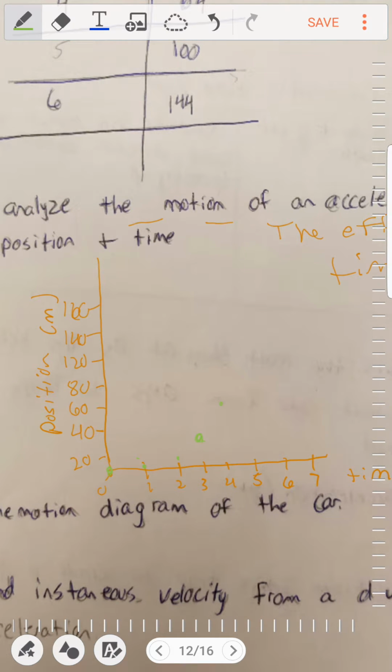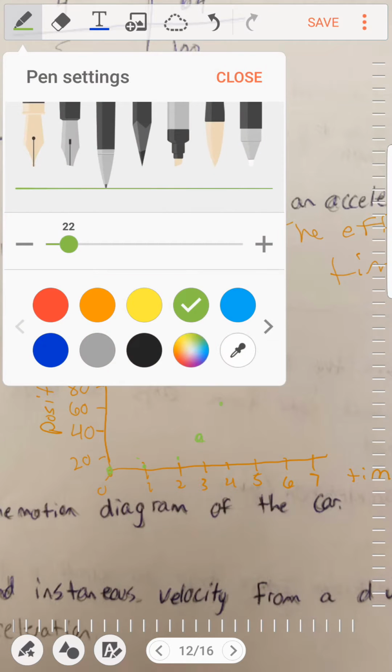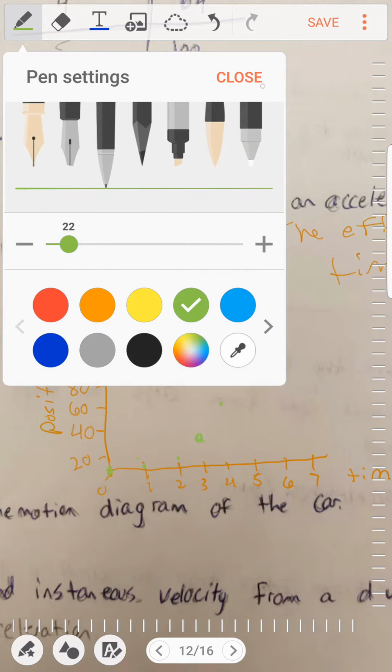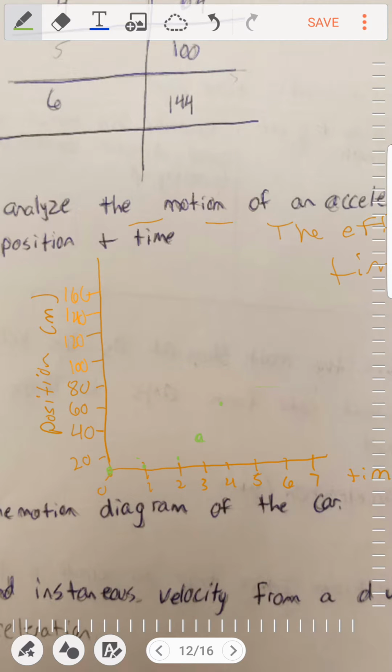Oh, I messed up. So let's make sure. I'm glad I caught that. So let's go get this fixed because I messed up. If you guys were watching the video saying, Mr. Arnold, you messed up your scale, I sure did. Let's get that fixed. That's 100, 120, 140, and 160. So 20, 40, 60, 80, 100, 120, 140, 160. Okay, good. So let's go 5, 100, and then 6 and 144.